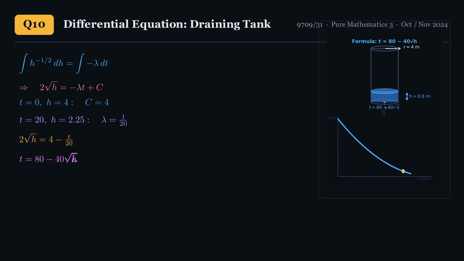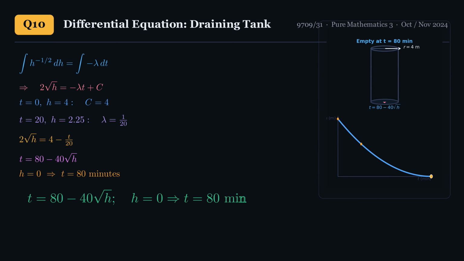Step 6. Rearrange: t equals 80 minus 40 root h. Step 7. Empty tank: h equals 0 gives t equals 80 minutes. So t equals 80 minus 40 root h, and the tank is empty after 80 minutes.